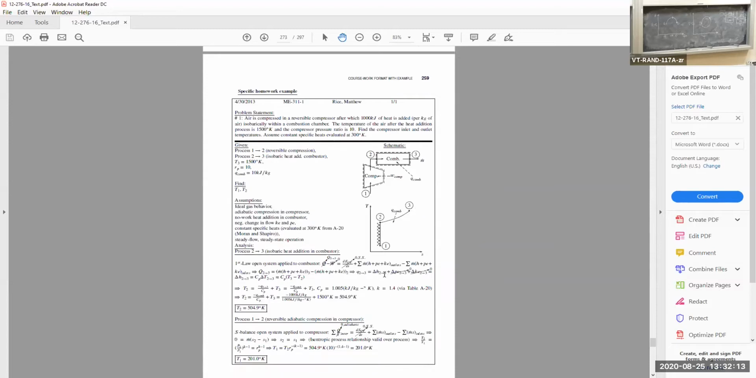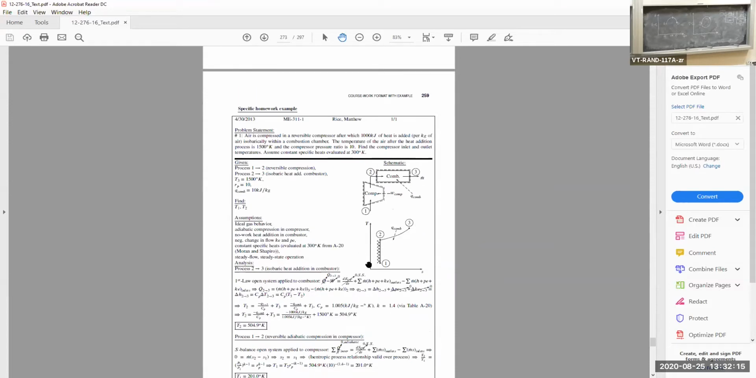Here's an example. You don't have to worry about this. This is a little bit complicated. We have a process involving air moving through a couple of devices. I see the word isobaric here. Don't worry about this reversible and all this other stuff. Here is a diagram. It's a TS diagram. S is actually entropy. We're not going to get to entropy for about 4 or 5 weeks, so don't worry about that.